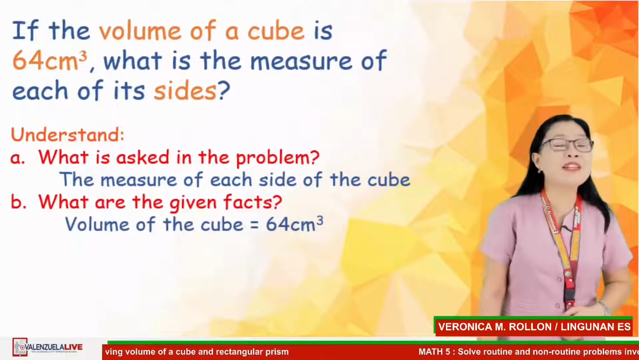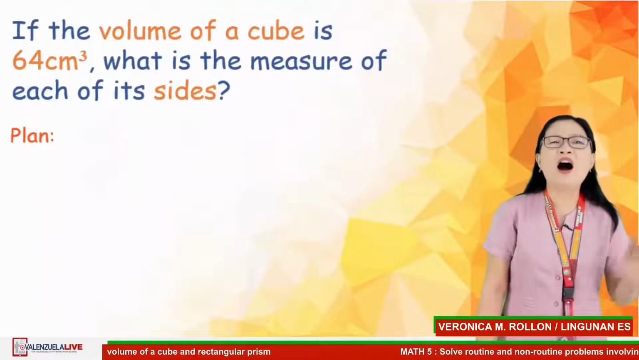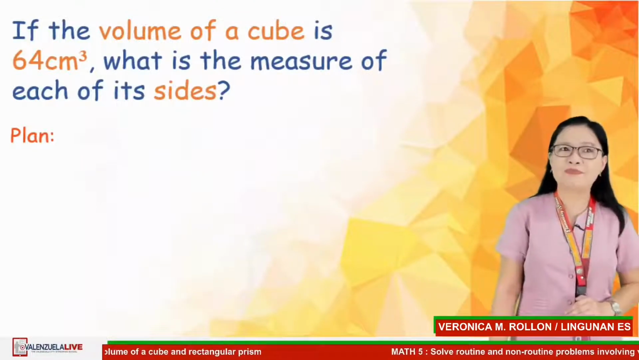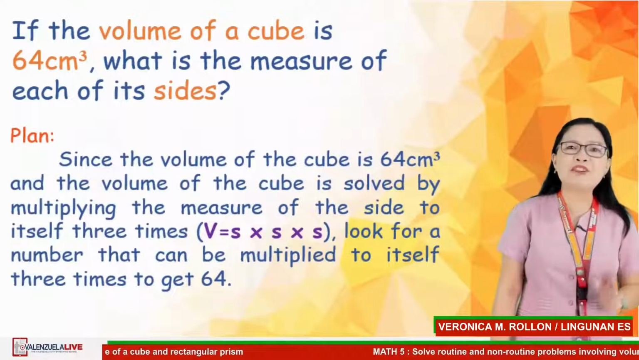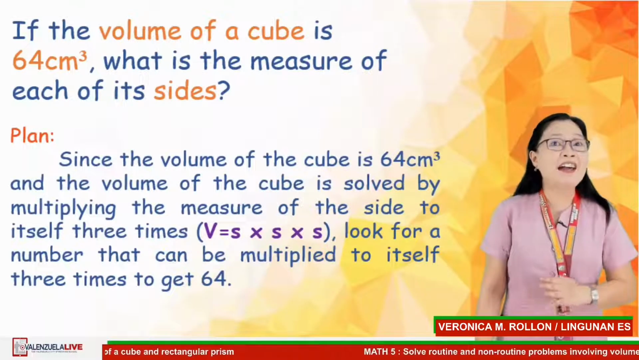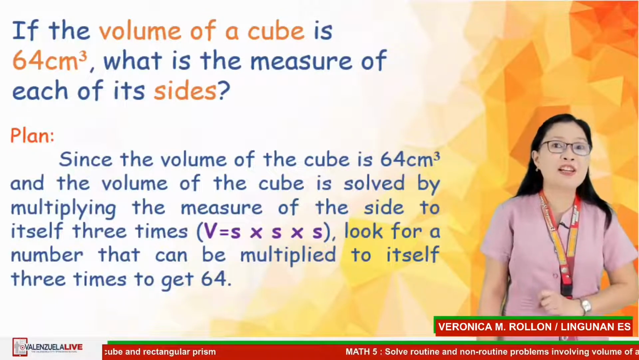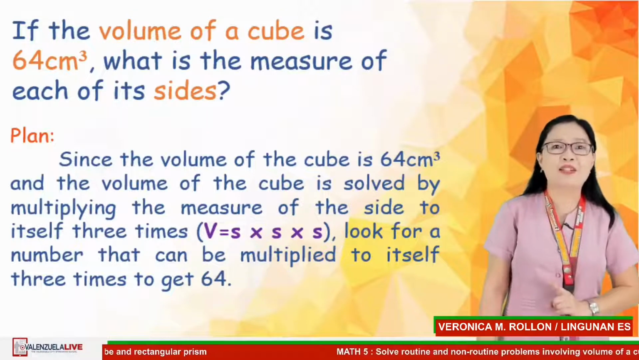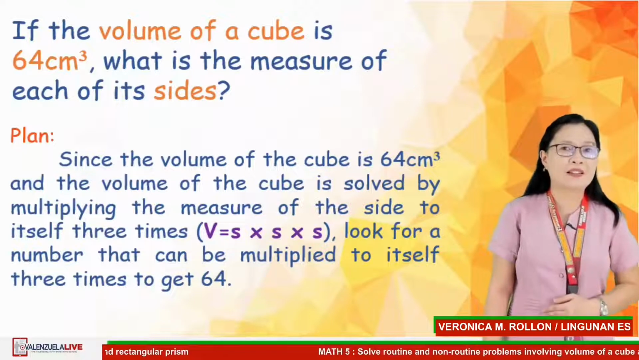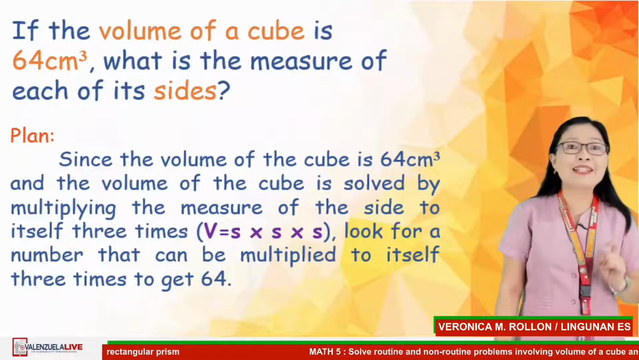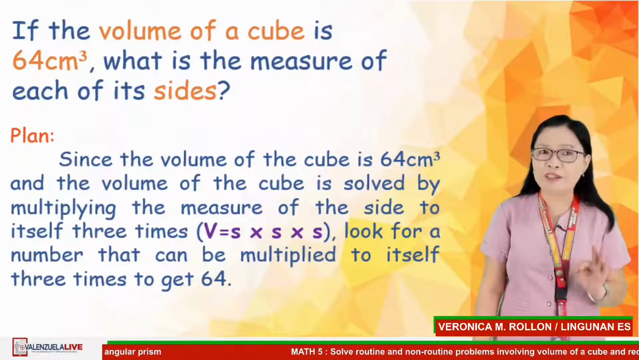The volume of the cube is equal to 64 cubic centimeters. Now, how are we going to solve the problem? Let us plan. The volume of the cube is solved by multiplying the measure of the side to itself 3 times. So this is the formula: volume equals side times side times side. Look for a number that can be multiplied to itself 3 times to get 64.